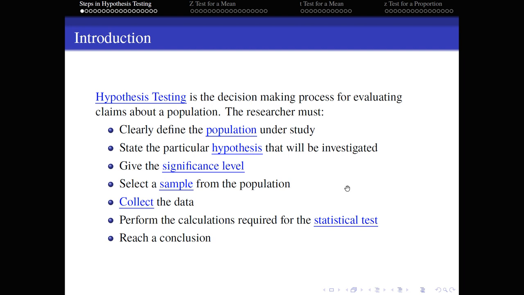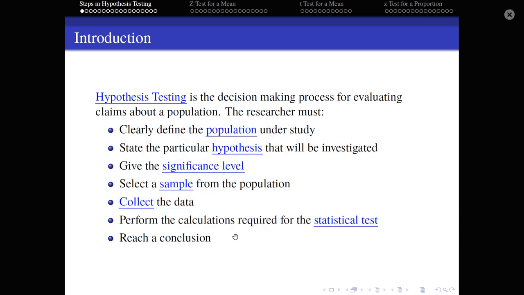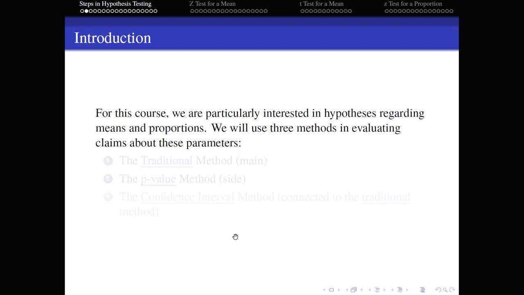Now, this conclusion step ties in all of the components above. Reaching a conclusion takes everything about the study as a whole and then uses all of that information to come to a decision that is reasonable and supported by both the structure of the study and the data that came out of the study. In this course, we're going to really focus on hypotheses on means and proportions. I think in your textbook there's also hypotheses on variation. So you could do a hypothesis test on a variance. Just so you know, but we're not going to cover that in this course.